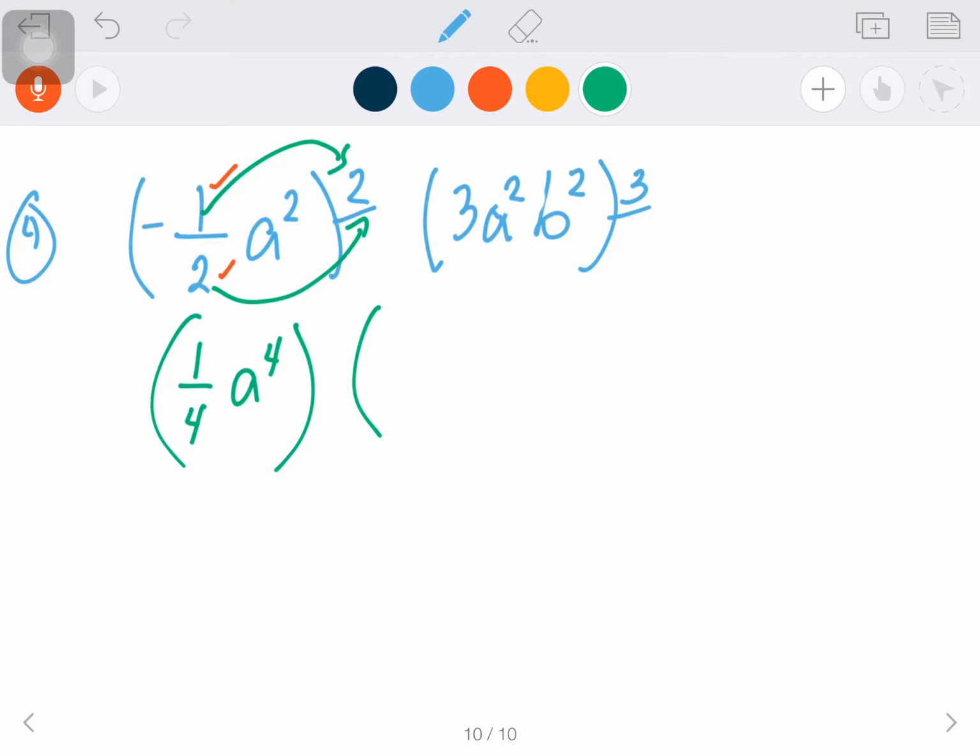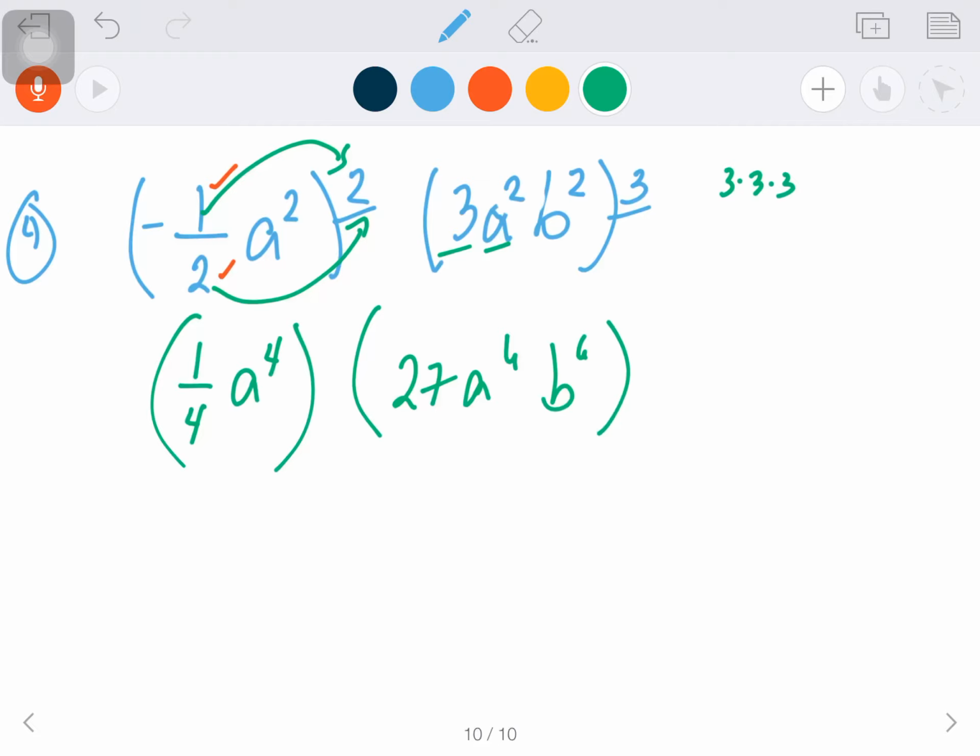Next up, we have to also raise 3a squared b squared to the 3rd power, which makes it 27. Now, a common mistake here is you multiply the base and the exponent, which is wrong. 3 cubed means 3 times 3 times 3. Remember that. Next, a squared becomes a to the 6th, and b squared becomes b to the 6th. Then we proceed to multiplication.